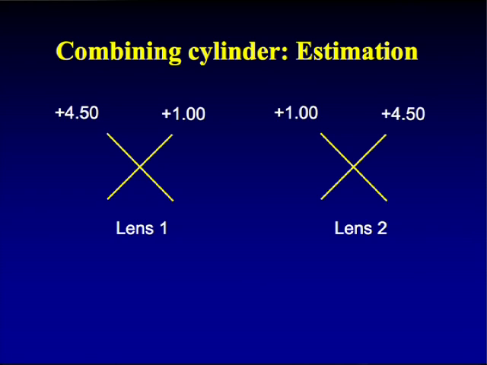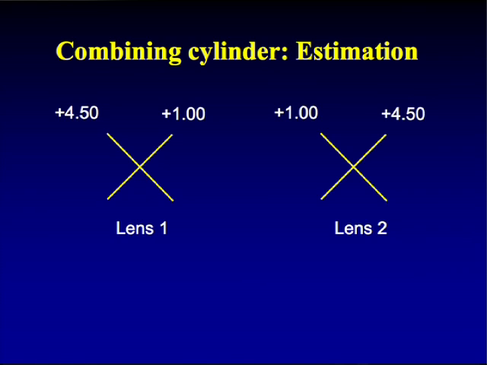Now, sometimes you might be asked to combine cylinders to figure out, generally speaking, maybe not exactly, roughly where the combination of those two cylinders ends up. And I just want to show you an example of how to do that. So say you have a lens that's plus 1, plus 4.5 like so, and then a second lens is plus 1 and plus 4.5 like so. If you combine those two together, what's the orientation of the net cylindrical power going to be?